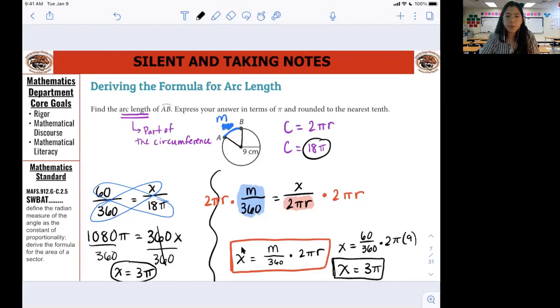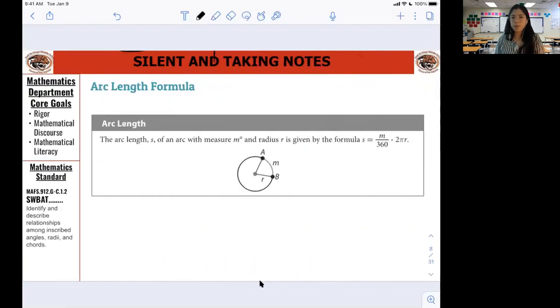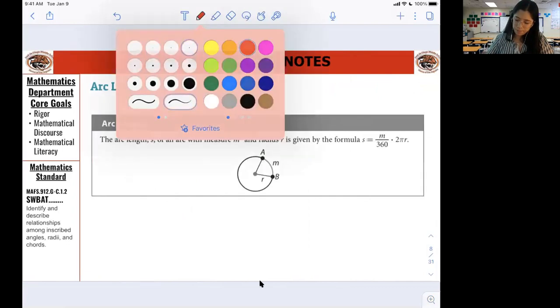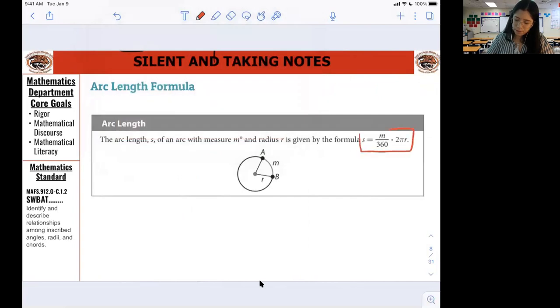So what we did is we just derived, the word derive just means that we were able to create the formula that gets us the arc length. So I'm going to go ahead and switch over to this slide. Here's the same formula, which we just found. We just figured this out. And I want you guys to write it down. So S equals M over 360 times 2 pi r.